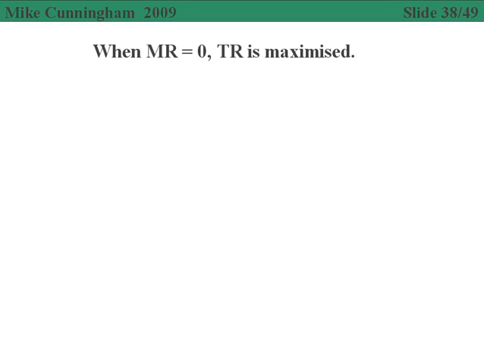When marginal revenue is equal to 0, total revenue is maximized. We just proved that earlier with the diagram, when we had the marginal revenue as a tangent, horizontal, just touching the total revenue curve. So we've got that. We've also just established that the marginal revenue is equal to the price times 1 minus 1 over the elasticity.